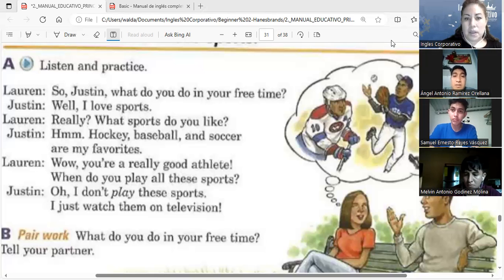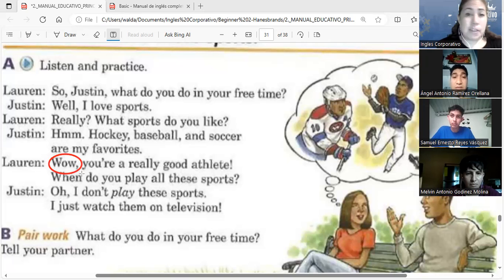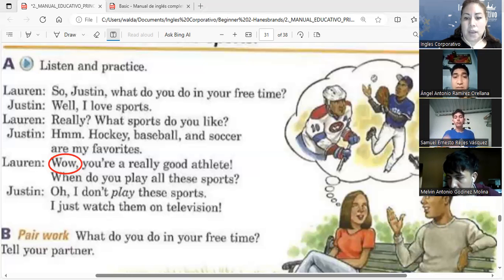Okay, so this is pronounced wow. Wow. Okay, and it means exactly the same as in Spanish. Like, when you say wow, you are surprised. Anything else that you're wondering about? No? Everything else is clear? Okay. All right.